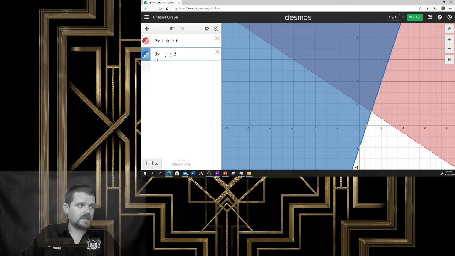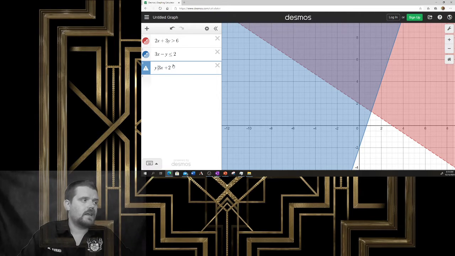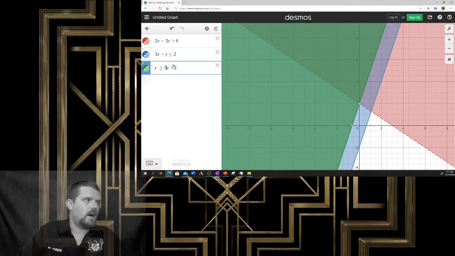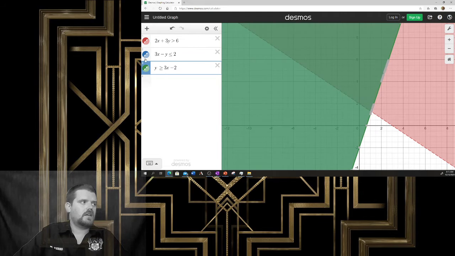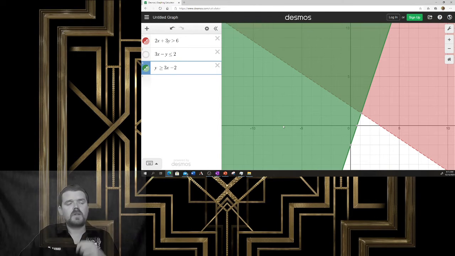Now, in this example, because I'm just typing it in standard form, Desmos is doing it for me. But if I were to rework that by subtracting the 3x on both sides and then dividing by a -1, I'd be left with y is greater than or equal to a positive 3x minus 2. So this is the same inequality, it's just been reworked a little bit. So be careful with that.